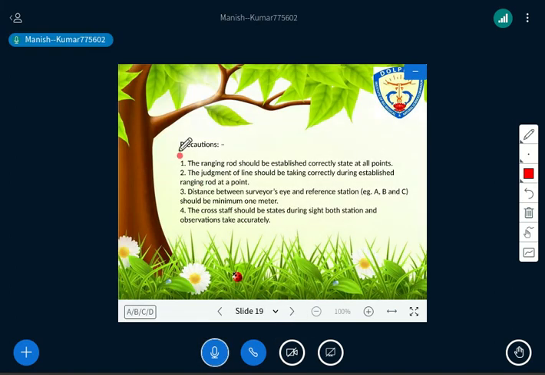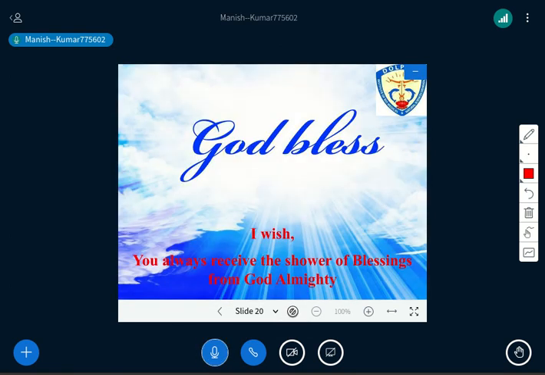And then you have to take certain precautions. As you all know, the ranging rod should be established correctly, and the judgment of the line should be correct, right? The surveyor's eye distance to the reference station should be a minimum of 1 meter, which I have already explained to you, and the cross staff should also be properly adjusted. These are the basic precautions that need to be taken while doing this cross staff survey, right? So this is all about the cross staff survey.